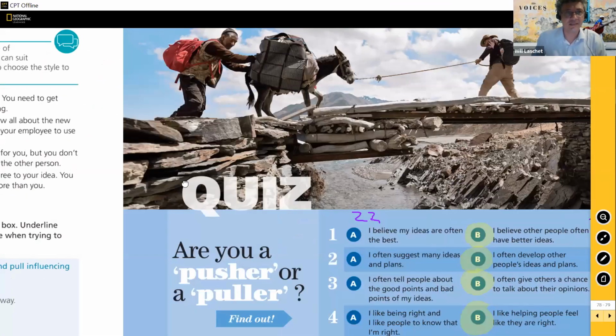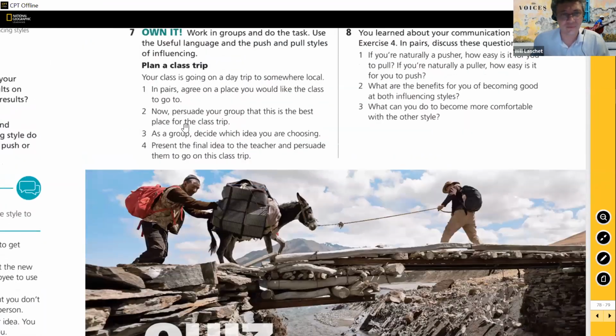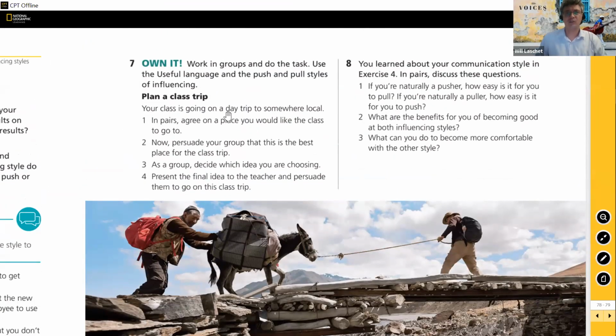Okay, the tasks that they are going to do, we don't have time to do today unfortunately: planning a class trip and trying to influence others. I think there are two ways we could do this. The first way, especially if we're online, we could get students in pairs to prepare a pitch. And in the next lesson, we can give each pair maybe 1 minute to give their pitch to the class about where we should go on our class trip.